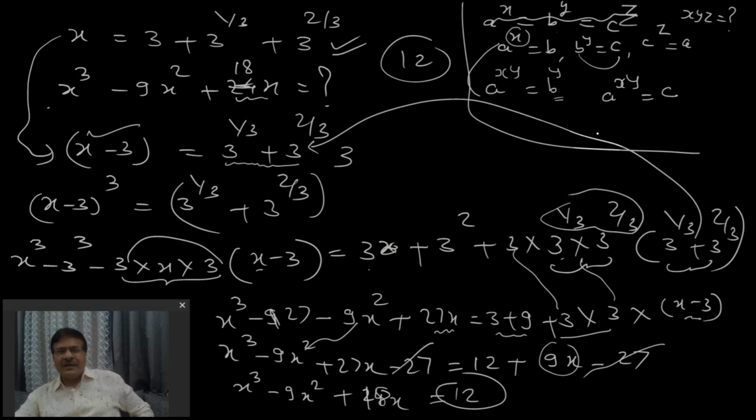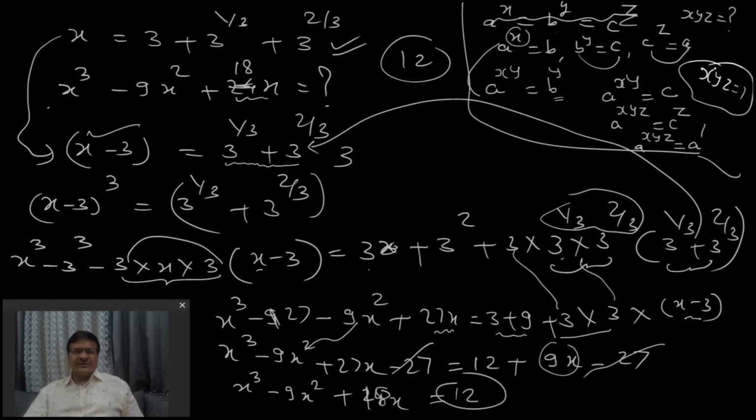Again I apply power z on both sides. So a to the power xyz equals c to the power z. What is c to the power z? a. So I can write a to the power xyz equals a to the power 1. So can I say xyz equals 1? So I got the answer this way. This is a very simple but interesting and easy question.